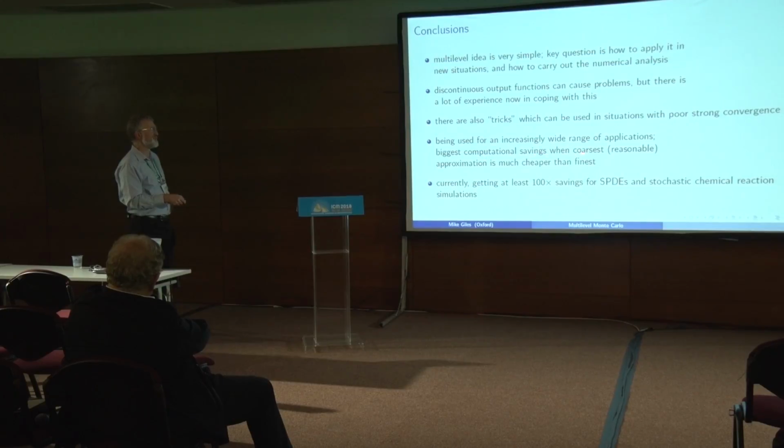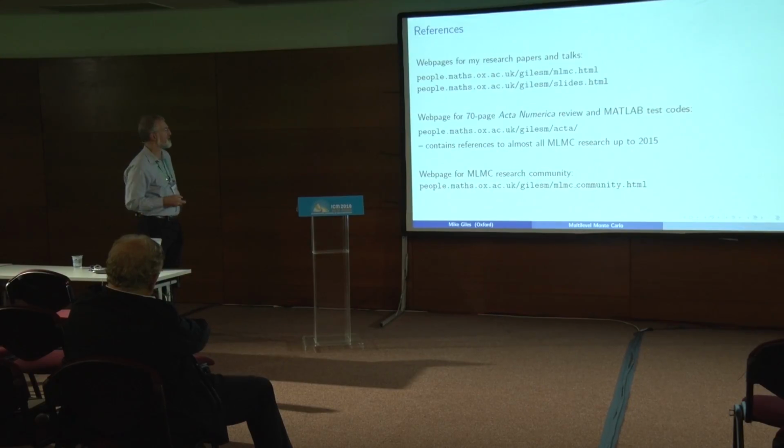The biggest savings are when the coarsest adequate approximation is much cheaper than the finest level, which is the one that you want the accuracy of. And so people are typically getting savings of 100 or more on PDE applications particularly, and the stochastic chemical reaction networks. That's probably the two classes where people get the biggest savings.